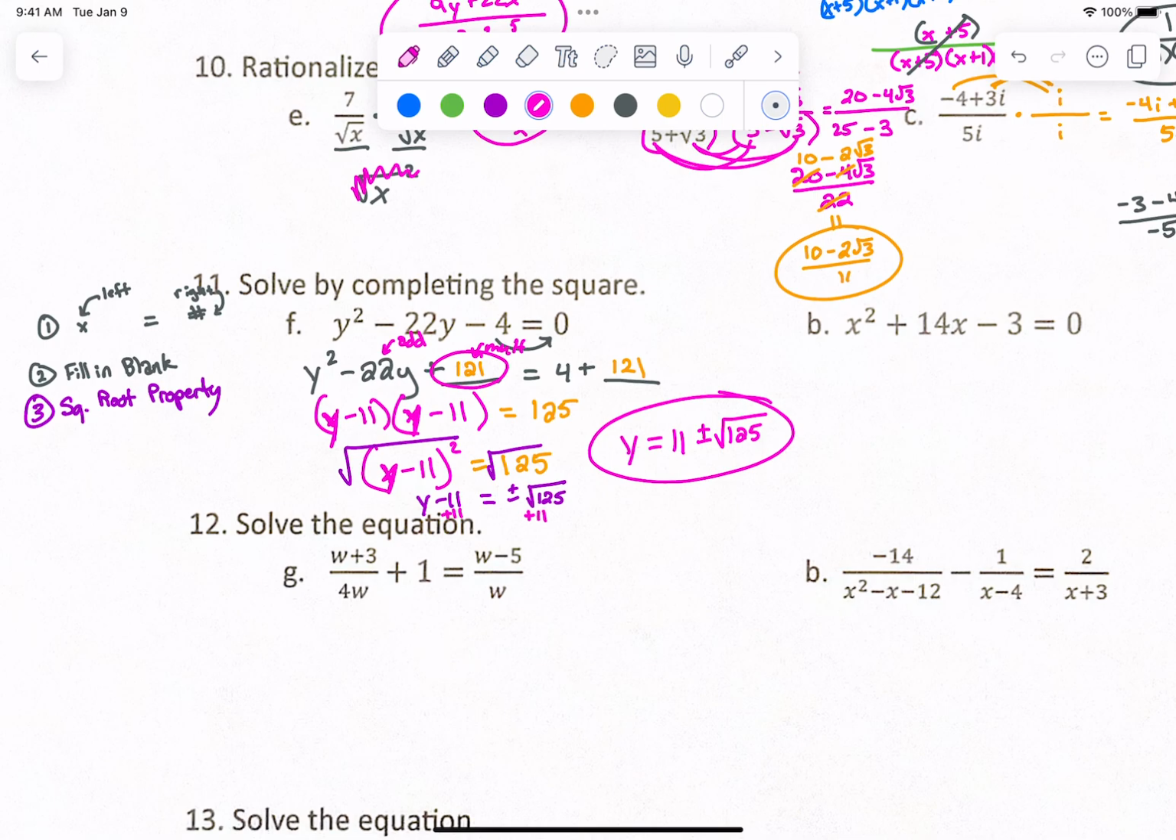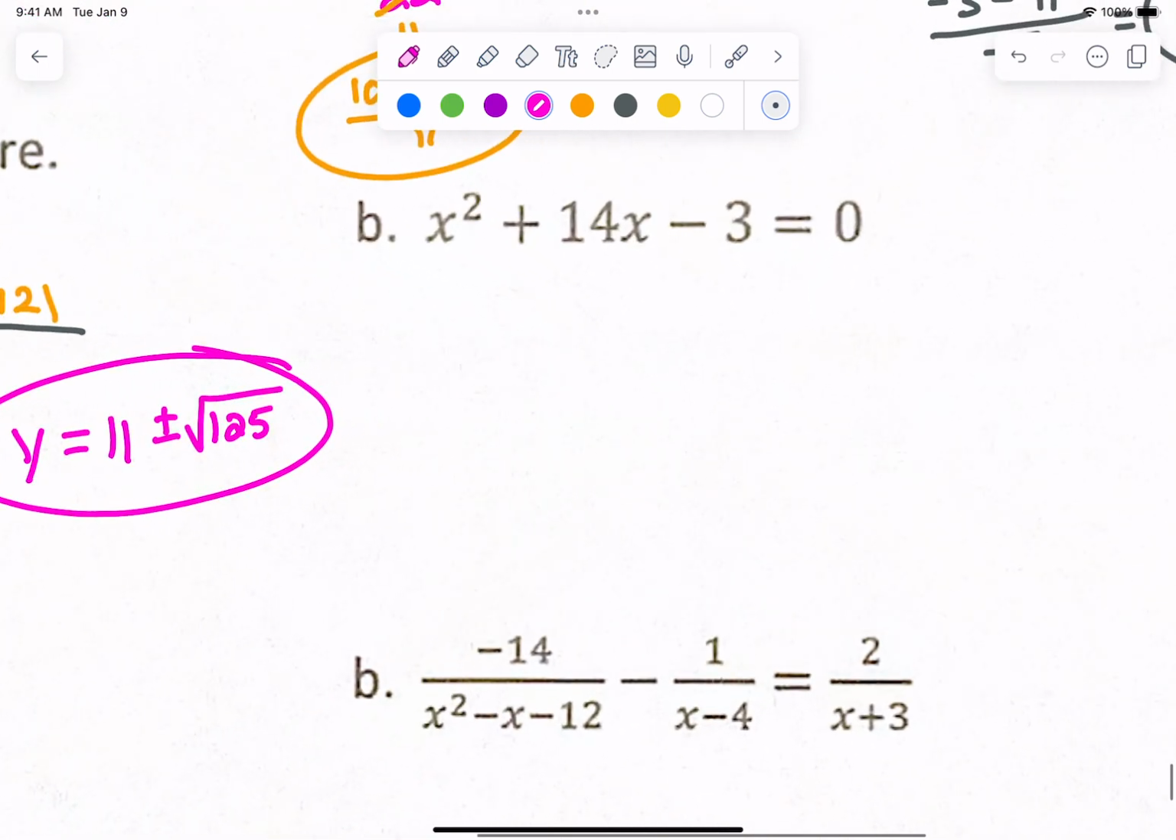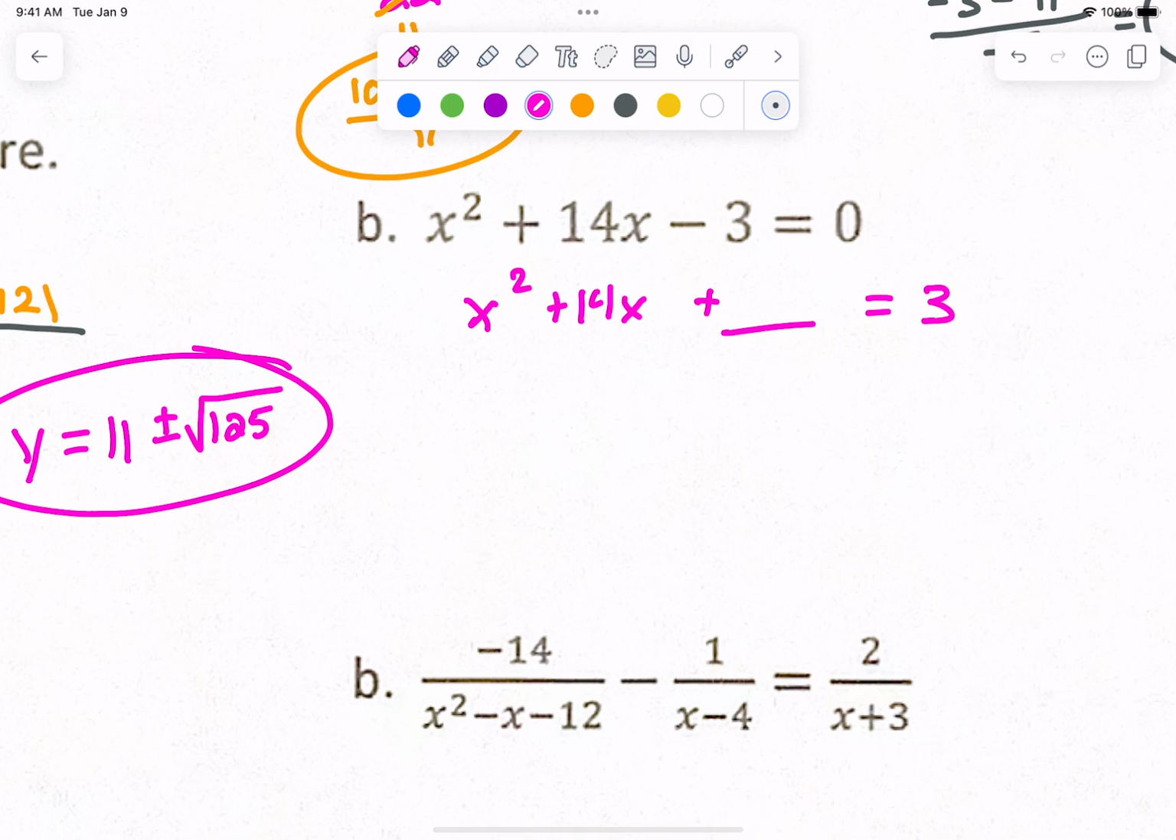You have the right process down. Lots of good things happening, a couple weird things happening. So you bump the 3 to the other side, yeah? x squared plus 14x plus blank equals, is it positive 3? Plus blank. Okay. I got negative 7.